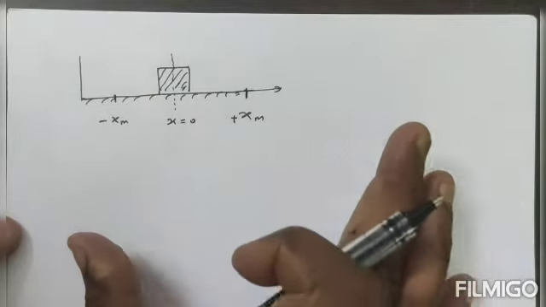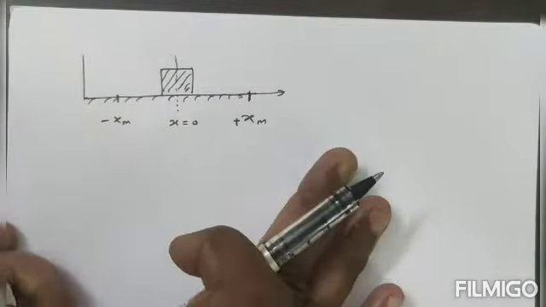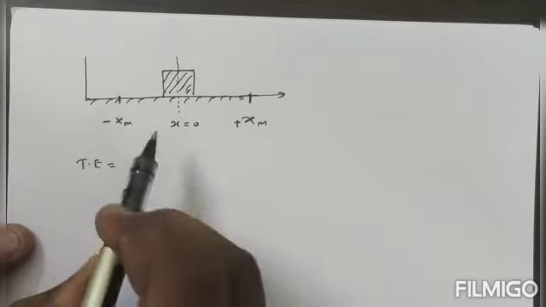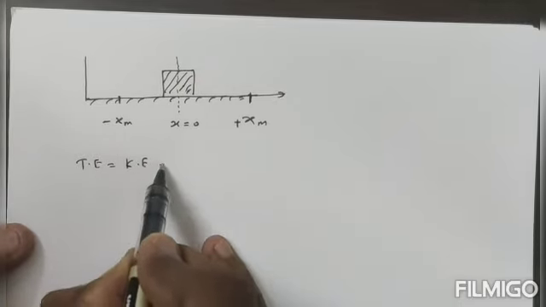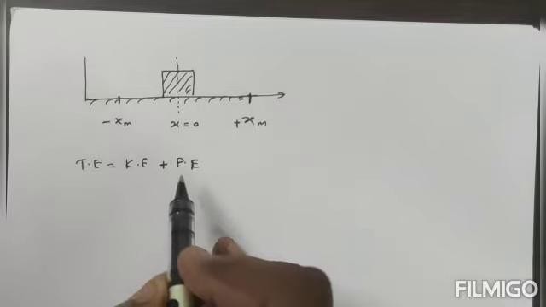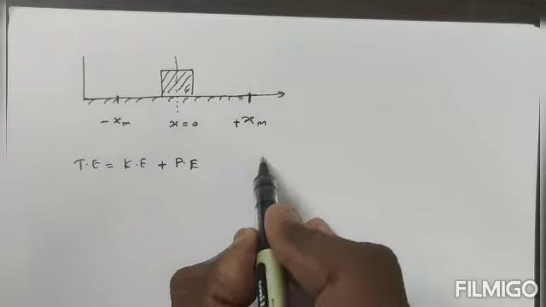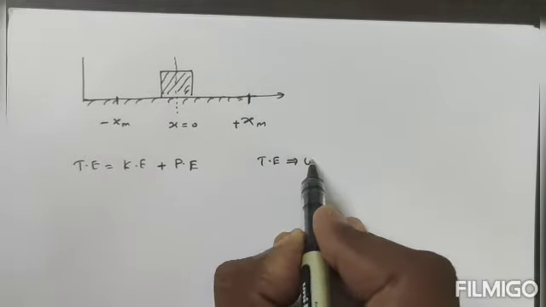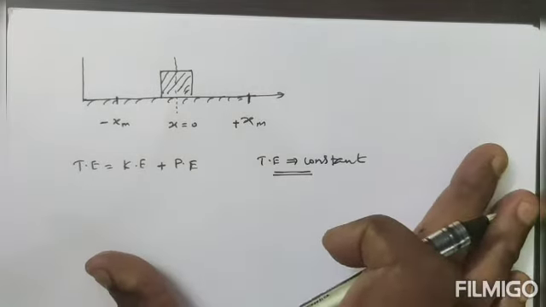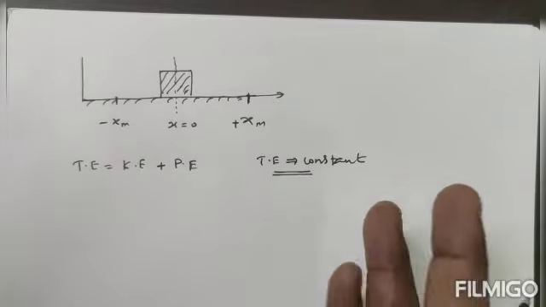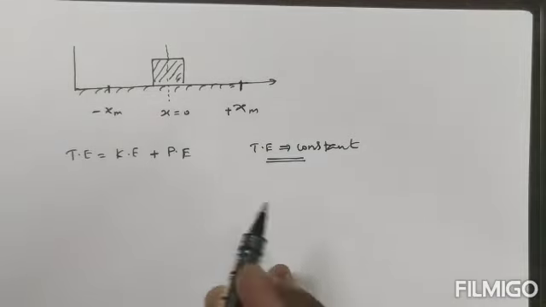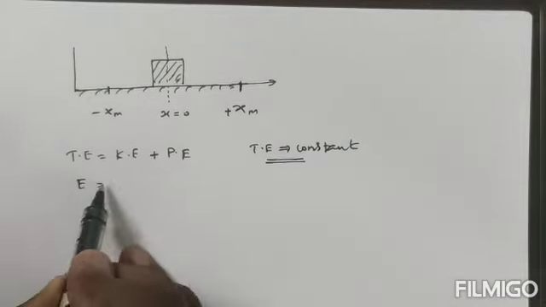Now, the total energy is nothing but kinetic energy plus potential energy. In this case the total energy is always constant, like the conservation law of energy. Potential energy and kinetic energy may vary according to the position, but the total energy must be constant. So the total energy I can write as E.